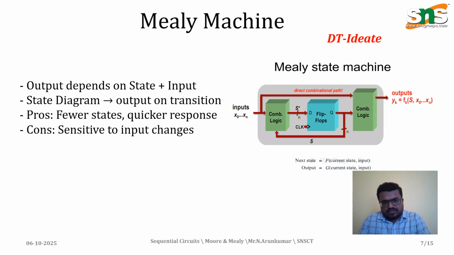Mealy machines. The output is dependent on both the present state as well as the input signal. The diagram shows that input is given to the combinational logic circuit. Then the flip-flop holds the present state of the system, so that both the input as well as the present state are given to the combinational logic circuit to produce the output. So finally we get the output from both the present state as well as the input signals. It is sensitive to input changes. Here we use a lot of input signals to change the corresponding flip-flop conditions.